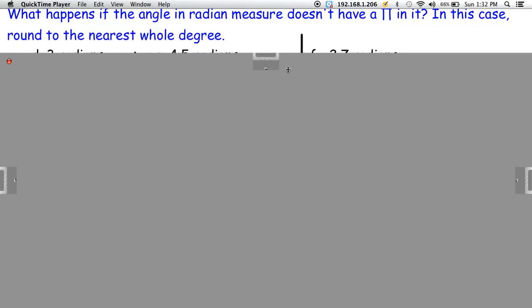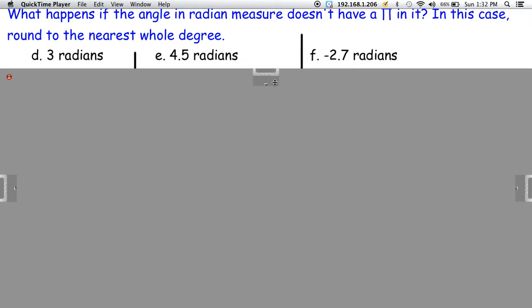So if you remember in video one, we were converting from radians to degrees, and in each of those we said the pi cancels out. Well, what happens if I have a radian where there is no pi? So in this particular case, we have to do something a little bit different. And for this part, please round to the nearest whole number. So let's look at these.